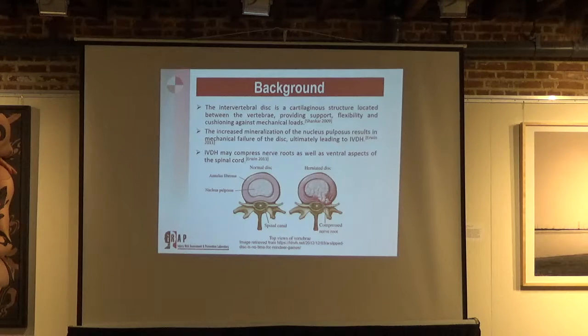If we look at the injury in particular, the intervertebral disc is this cartilaginous structure located between the vertebrae. It provides support, flexibility, and cushioning against mechanical loads. The increased mineralization of the nucleus pulposus results in mechanical failure of the disc. So if you look at the image on the right, we can see the nucleus pulposus has actually extruded out beyond the annulus fibrosus, leading to impingement on the spinal cord nerve root there.